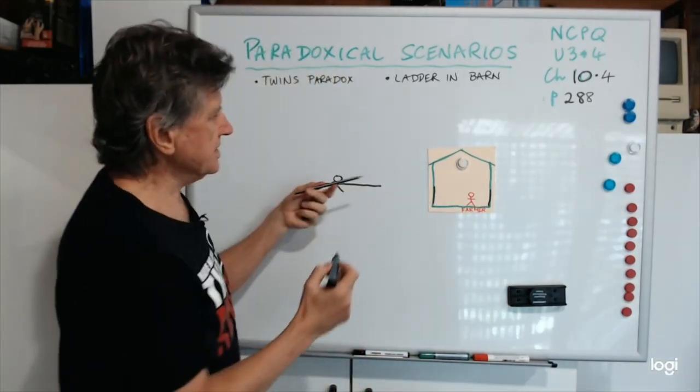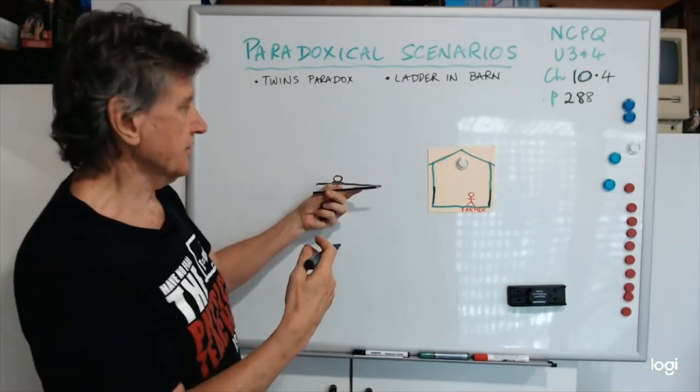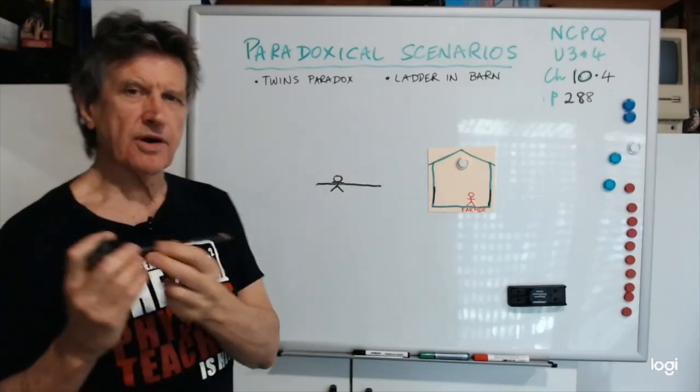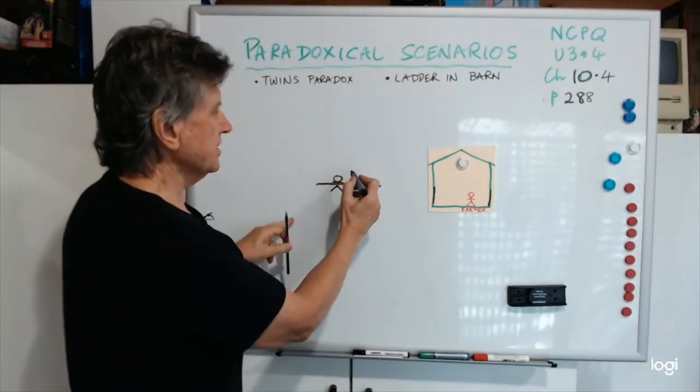Now, the pole vaulter will be at rest with respect to this length, because what the pole vaulter is going to do is run. But the pole vaulter is at rest with respect to that length. So this will be L0.